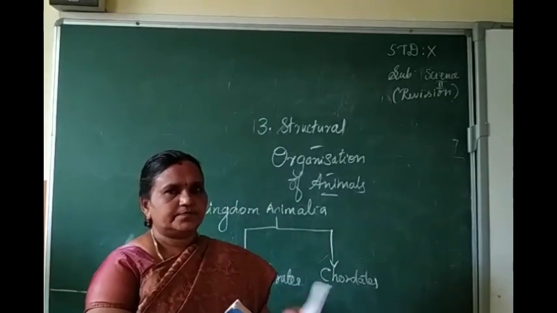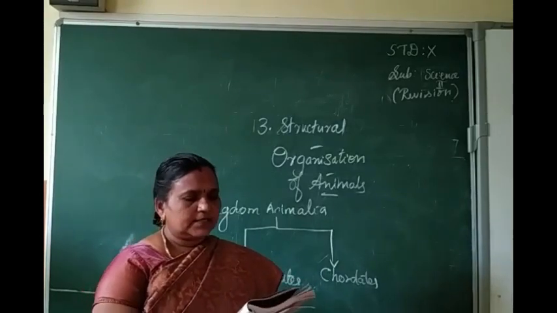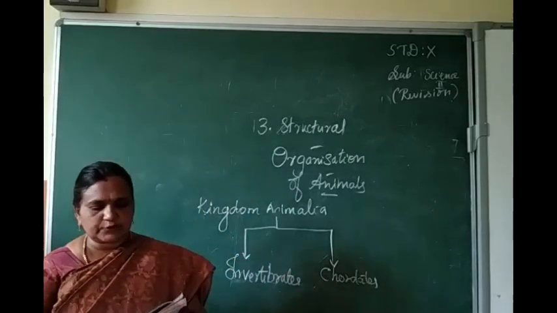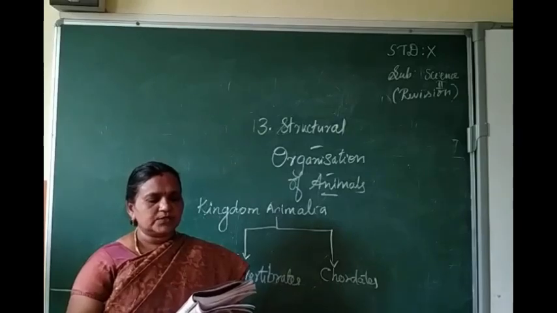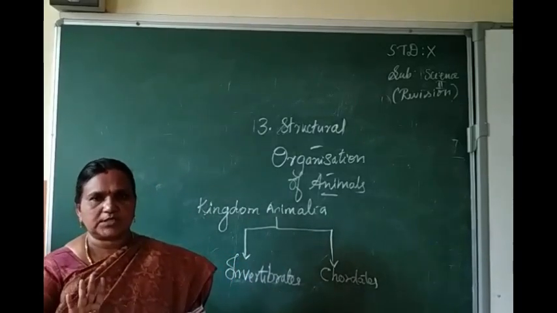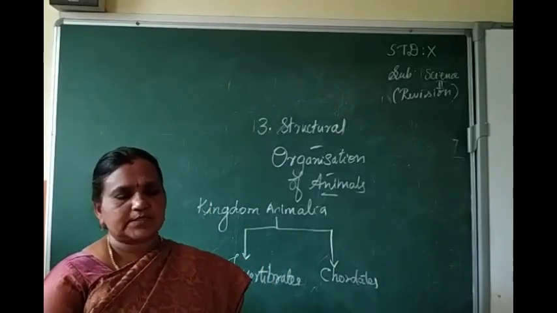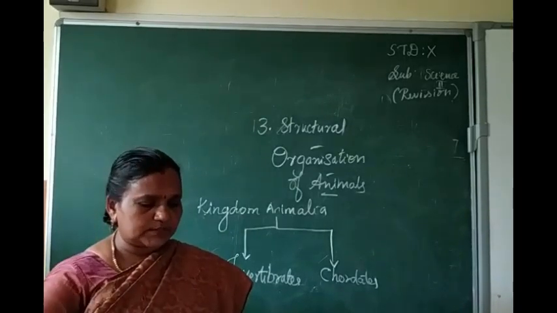And next page, page number 188. The taxonomic position of this Indian cattle leech. Phylum is given, class, order, genus, species. So you can include this question in the 2-mark question or 4-mark question. Sometimes this question will be asked in the 2-mark question, and sometimes it may be asked in the 4-mark question.